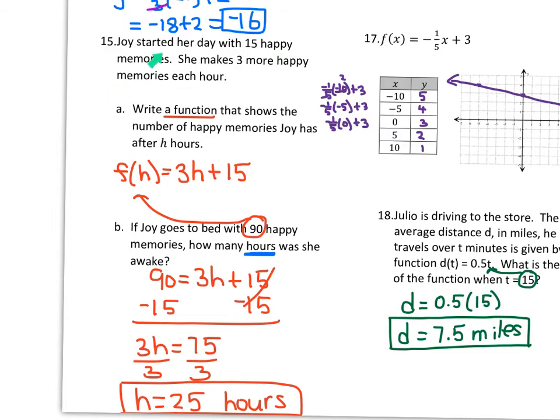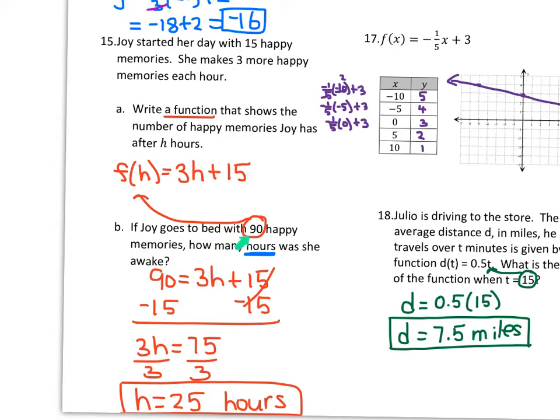Number 15. Joy started her day with 15 happy memories. That's what she's starting with. And she makes 3 more happy memories each hour. So 3 times however many hours she's happy. So happy memories, that's your function.